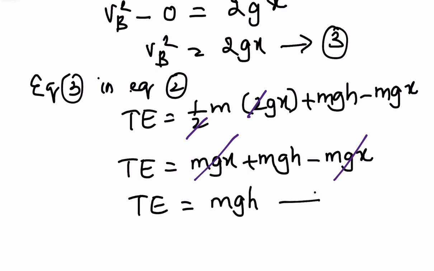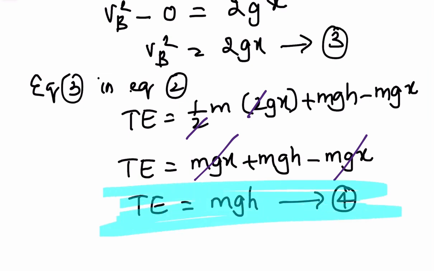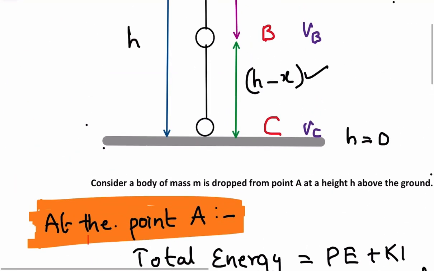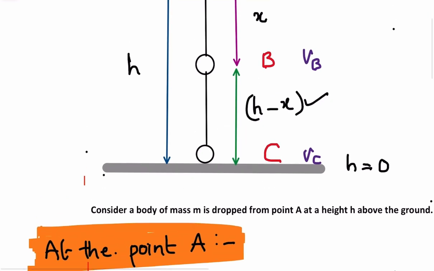Now finally we have to go for the next one. So this is the formula for the total energy at the point B. Now let's go for the next one, that is at the point C. At the point C, where is the point now? The point C is on the ground. On the ground means height is equal to 0. Clearly you can see here height is equal to 0. When height is equal to 0, potential energy mgh is 0 because h is equal to 0.